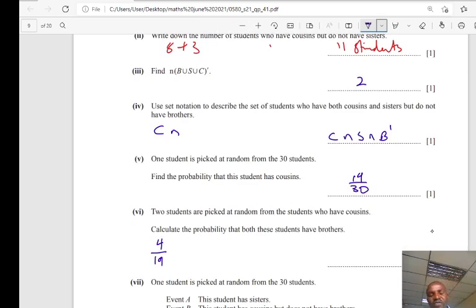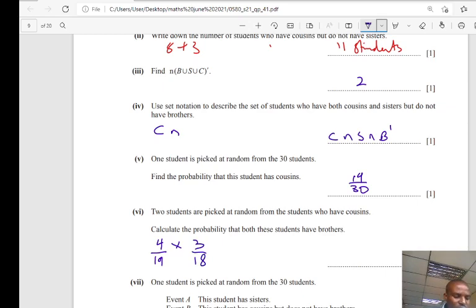This one is choosing the first student. Then the second student is without replacement because we have taken one student, right? So we took one student from the 19. Then the total number of those who have brothers has been reduced by 1, and the total number of students with cousins has also been reduced by 1. So it's 3 over 18.